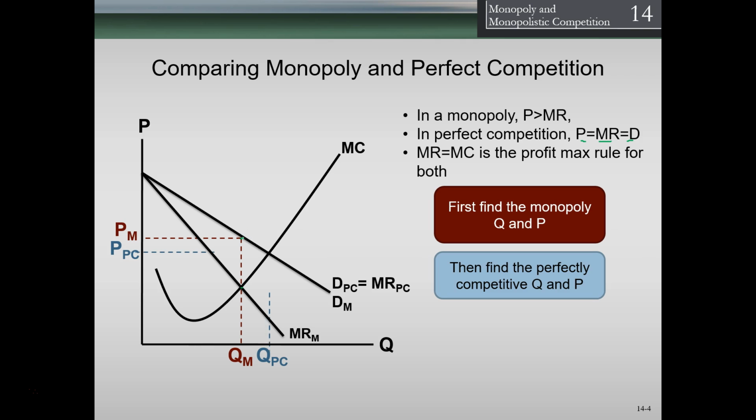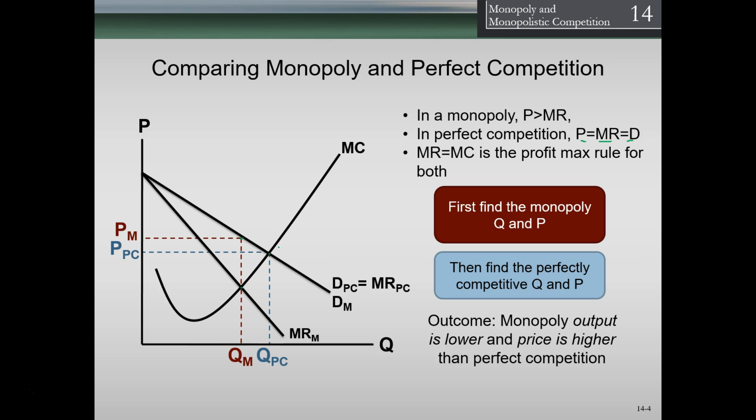And then if we were to have a perfectly competitive market, if we had competition determining the entire market, then the equilibrium price of this market in competition, rather than having one person completely control it, would be here. Outcome being that monopoly output is lower and price higher than perfect competition.